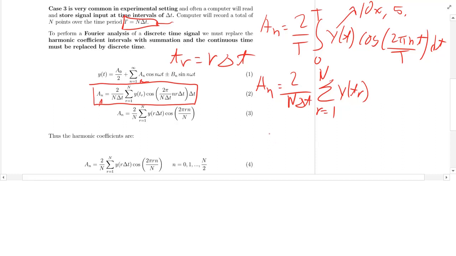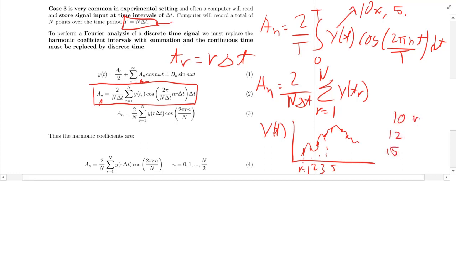One way you can visualize that is to look at our original signal, y of t. It's a series of points here, here, here, here. This value is the first data point that we have, so that's r equals 1. This is r equals 2, 3, 4, 5, etc. So this list of points is 10, 12, 15. That is our data point, our y value. Our r value is just us grabbing the first data point, so this is 1, 2, 3, 4, exactly.